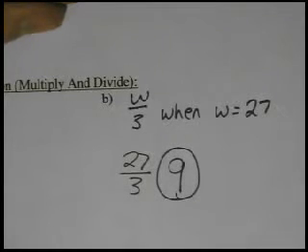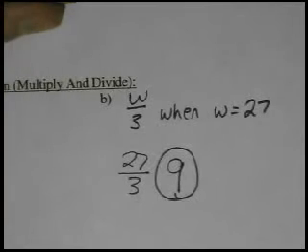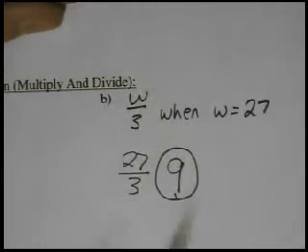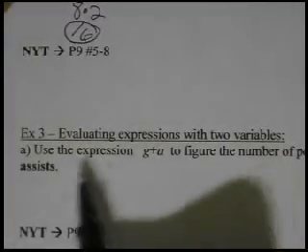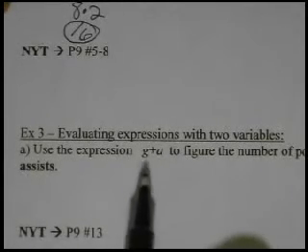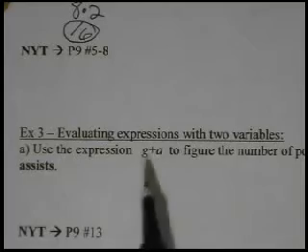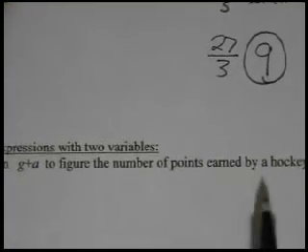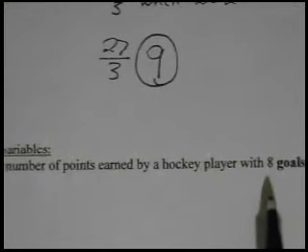Okay? The last thing we have to look at is evaluating expressions with 2 variables. So far, all of our problems have had one variable, just a w. But what happens if we have, for example 3 here, 2 variables? Here it says, use the expression g plus a. Notice there's 2 variables.